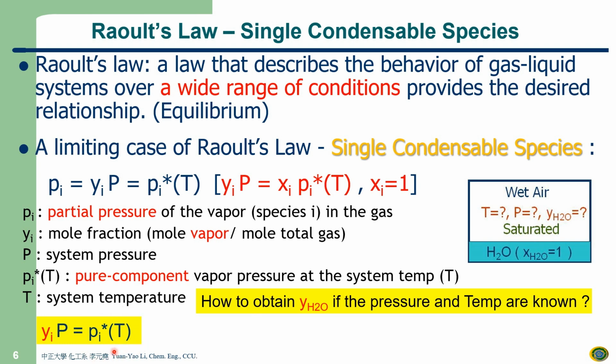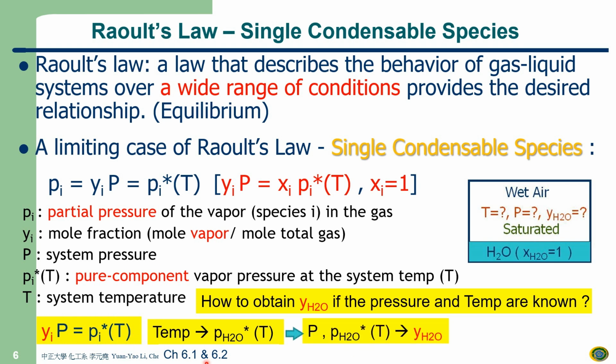You learned this in section 6.1, right? Clausius-Clapeyron equation, Cox chart, Antoine equation, you can get this. If you have a temperature, you can get the saturated vapor pressure. And I also provide you the pressure here, so you can get y_i. So how to obtain the H2O fraction if the pressure and temperature are known? Raoult's law. With the temperature, you get the vapor pressure, and with the vapor pressure and the total pressure, you can get the molar fraction.